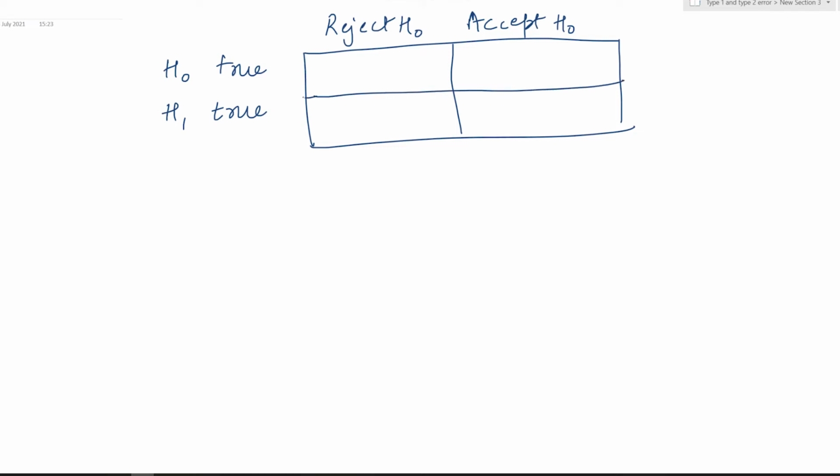Now let's say we reject our H0 while our H0 is true. That means this is wrong. That is, we are rejecting H0 given our H0 is true. This is type 1 error.